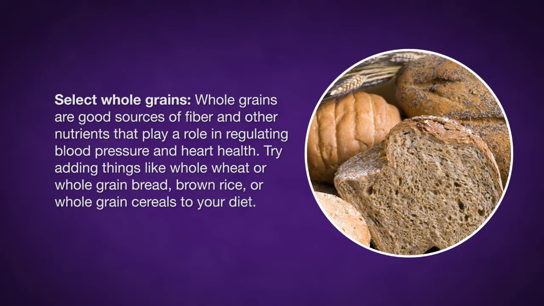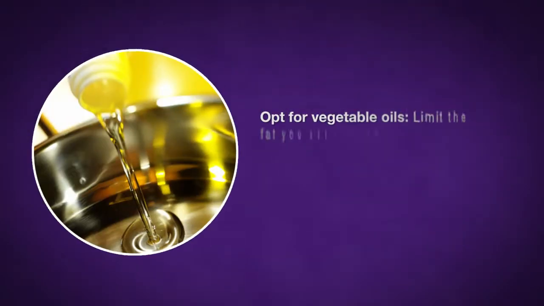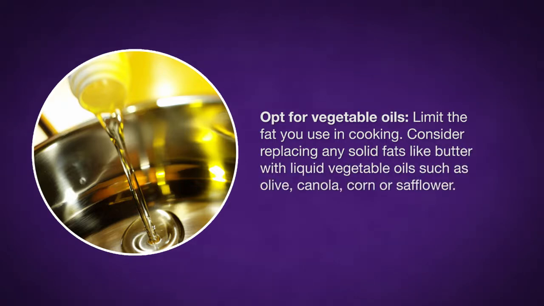Select whole grains. Whole grains are good sources of fiber and other nutrients that play a role in regulating blood pressure and heart health. Try adding things like whole wheat or whole grain bread, brown rice, or whole grain cereals to your diet. Opt for vegetable oils. Limit the fat you use in cooking. Consider replacing any solid fats like butter with liquid vegetable oils such as olive, canola, corn, or safflower.